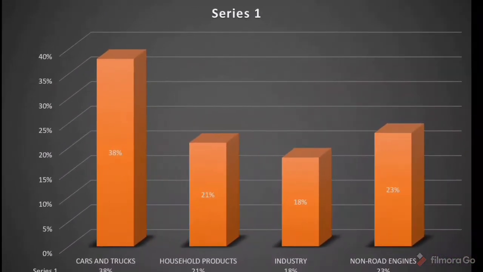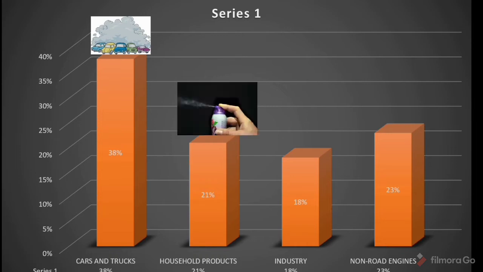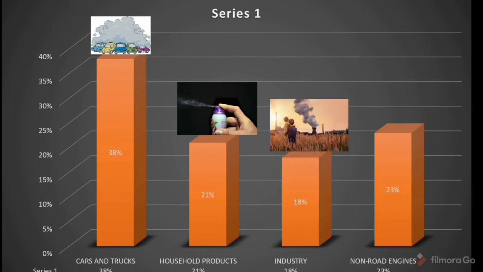We have a bar graph here that indicates the level of sources. On the first bar is the pollution coming from the cars and trucks with 38%. Second are fumes from paint, hairspray, varnish, aerosol sprays, and other solvents with 21%. Examples of these are spray nets, insecticide sprays, and other household products. We are also polluted because of some industries like factories with 18%. Last, we have the non-road engine with 23%. These are the ships and other sea-based engines.